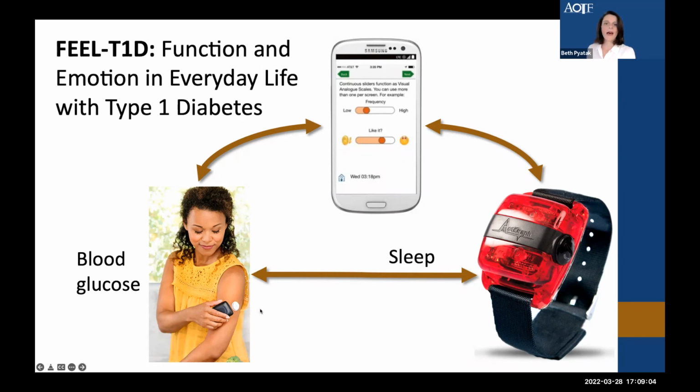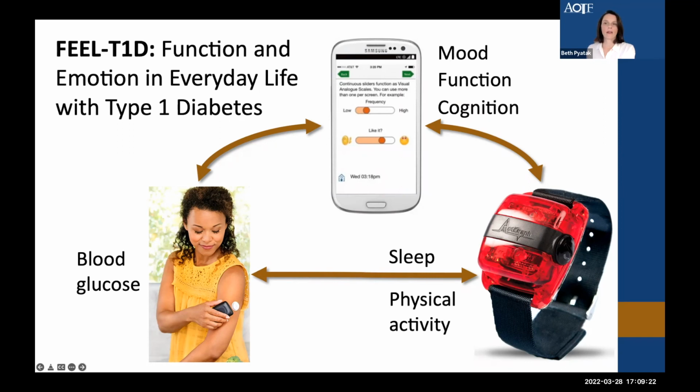They also wear an accelerometer for those 2 weeks, which tracks their sleep and their physical activity. And lastly, we asked participants to carry a cell phone, which 6 times a day asks them questions about their mood, about their function, and their cognition. So it has both self-report questions, and it has some cognitive tests to look at sustained attention and executive function.